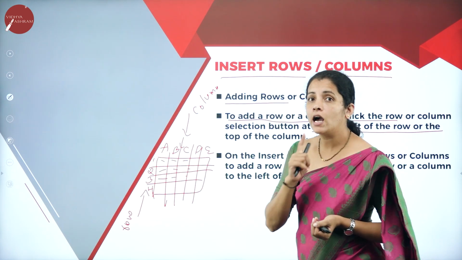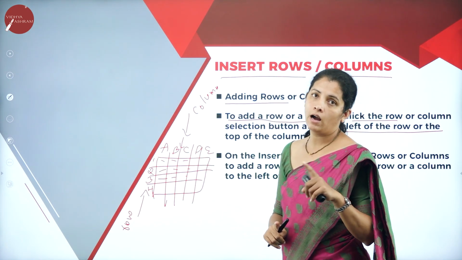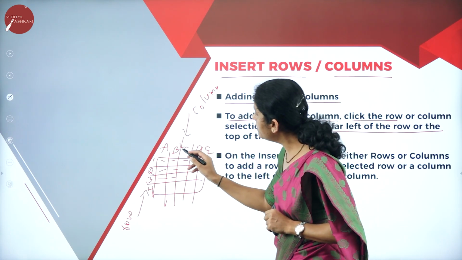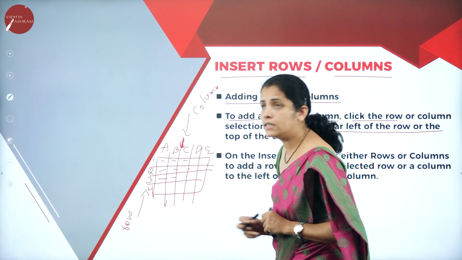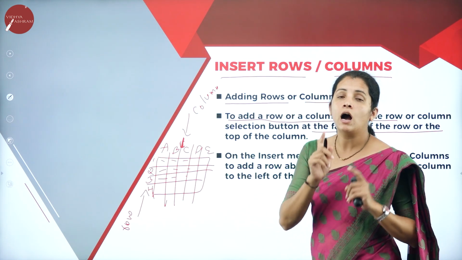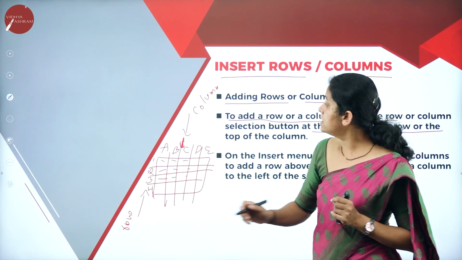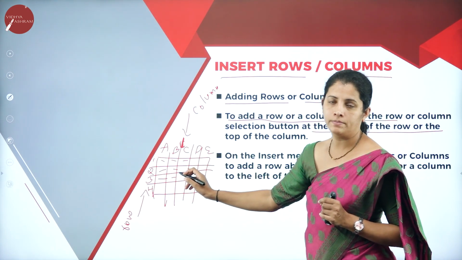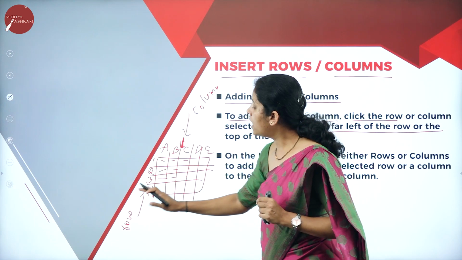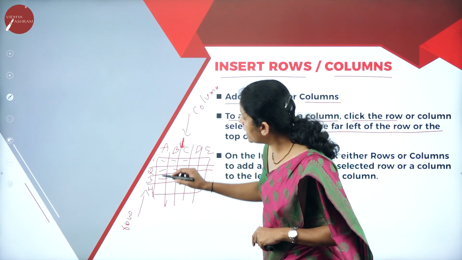Now think that I want to insert one more column between B and C. So what will I do? I'm going to place the cursor here and right click my mouse, and I'm going to insert one column.